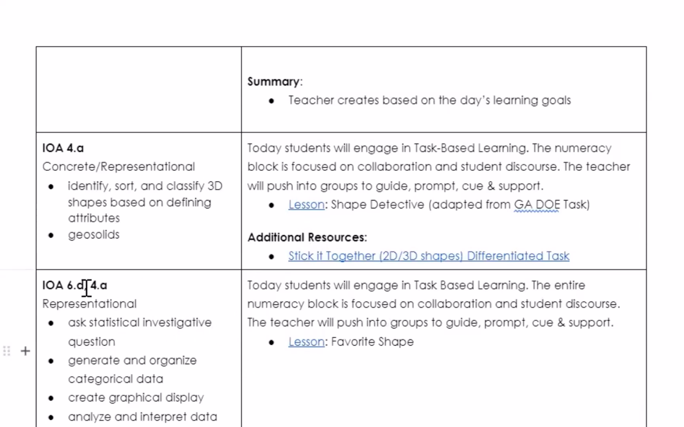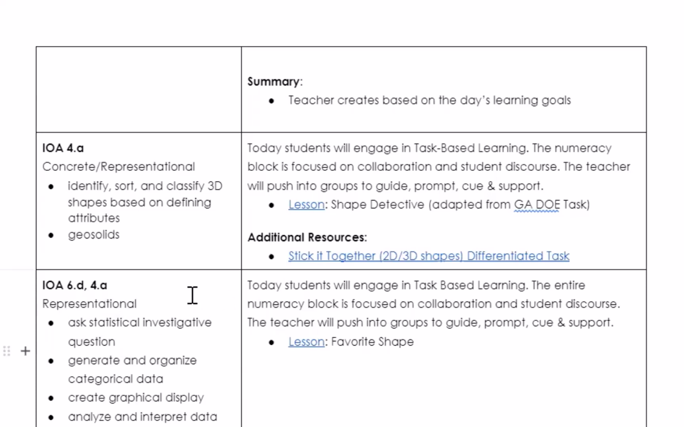Students will also see that IOA 6D has been intentionally clustered with IOA 4A. Students will complete a task-based learning lesson that focuses on data collection around students' favorite shapes. So we're seeing that 6D being brought back in and intentionally clustered.